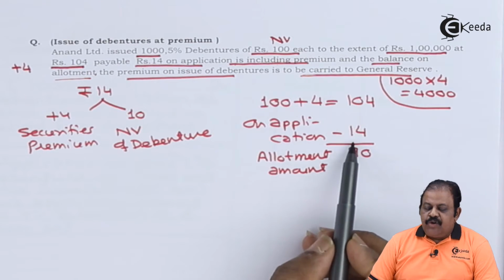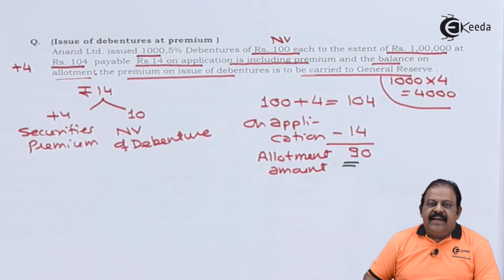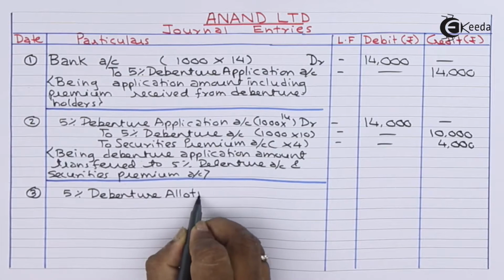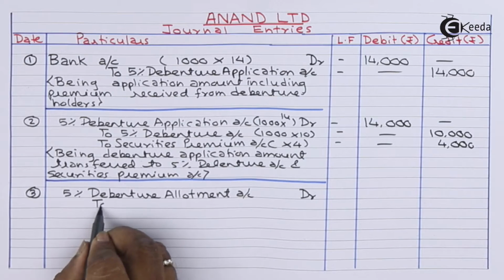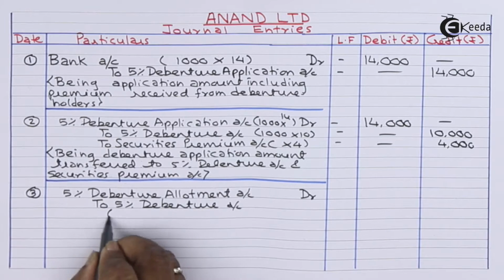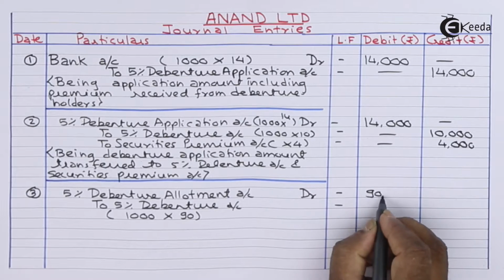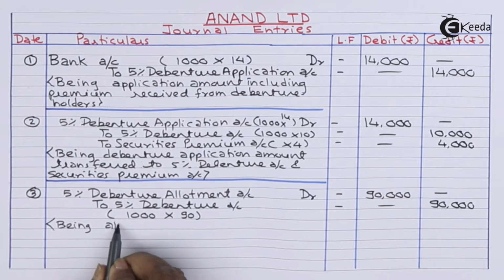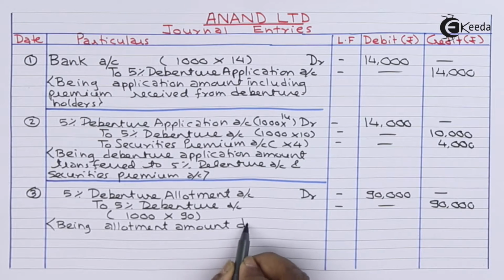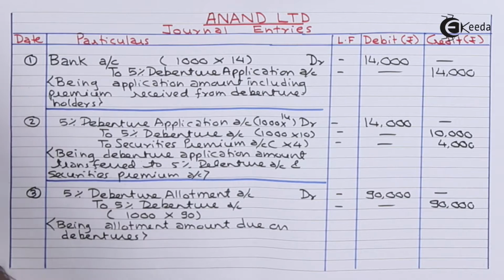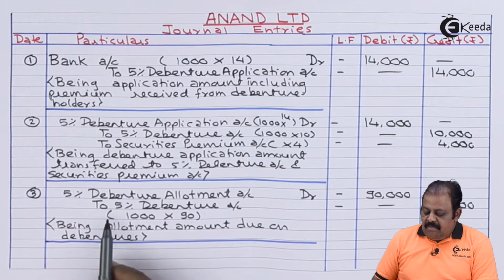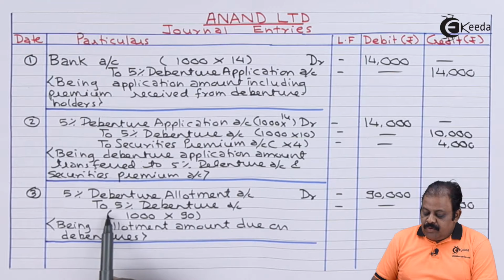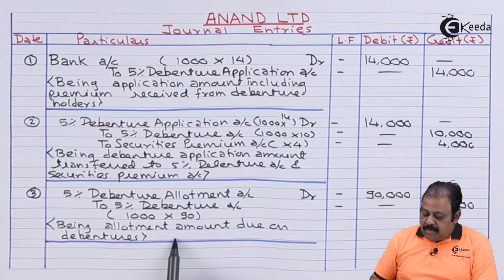Out of 104, 14 rupees are collected on application. That means balance amount to be collected now is rupees 90. Five percent debenture allotment account debit 90,000. That is on 1,000 debentures rupees 90 per debenture to 5% debenture account 90,000. Being allotment amount due on debenture.